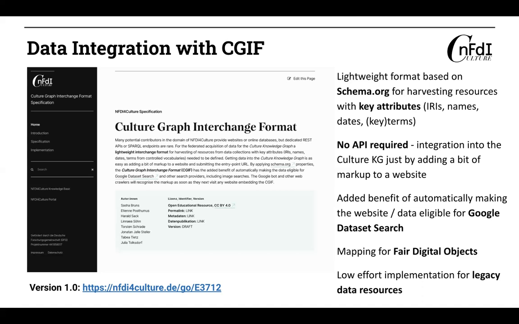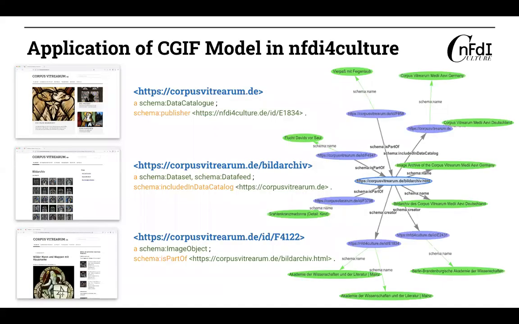And it has some added benefits. Here is the example of the first contributor from the Academy of Sciences in Mainz. They have a project called the Corpus Vitrearum, which is a stained glass research project. And they have now added some of these JSON-LD snippets to their webpage, where we can go and harvest the metadata from their pages and add it to the research data graph.